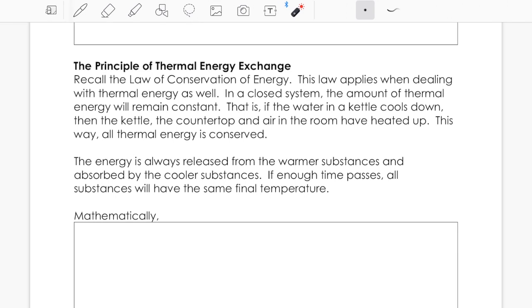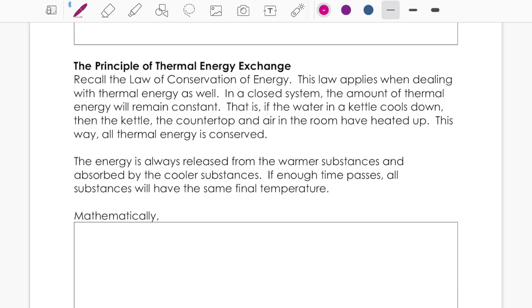We've been talking about the law of conservation of energy. In a closed system, if we had hot water in a kettle, as the water in the kettle cools down, the energy is absorbed by other objects around it. So the thermal energy is conserved in that the kettle, the countertop, and the air around the room are going to heat up due to this flow of thermal energy. One thing to note is that thermal energy is always going to flow from high to low, so from high temperatures to lower temperatures. It doesn't flow in the opposite direction.